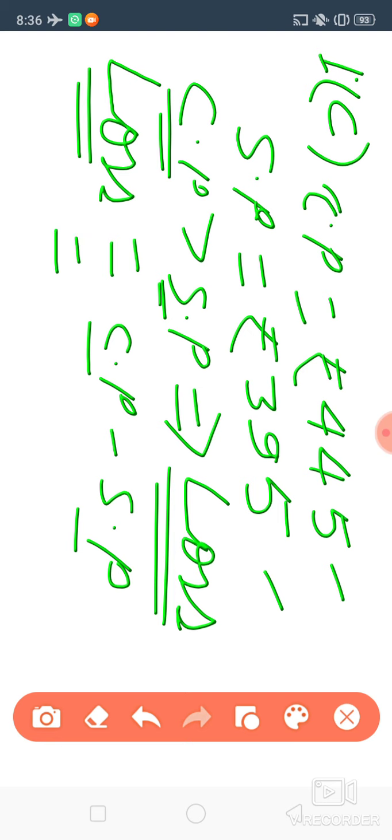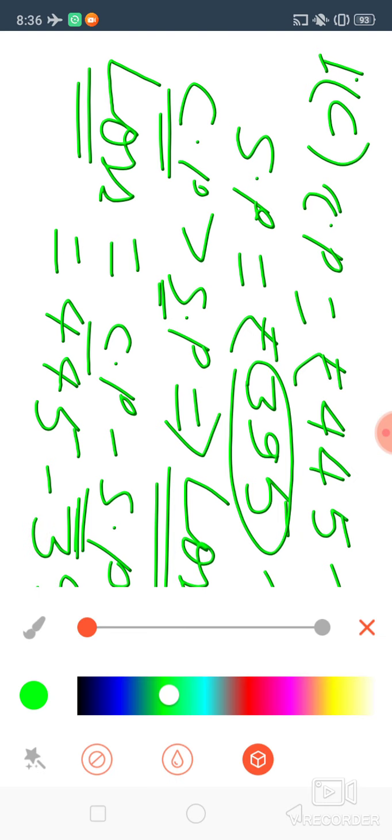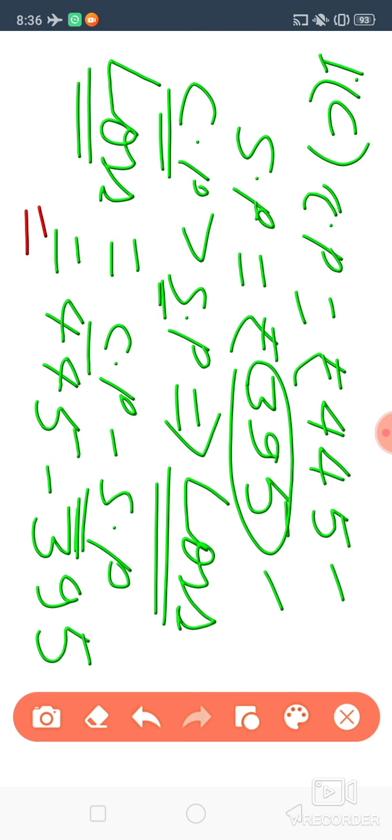CP is given how much? CP is given 445, minus SP. SP is given how much? SP is given 395. So we will write here 395. Now you can subtract this part. After subtracting, how much will you get? 5 minus 5 you will get 0, and 14 minus 9 you will get 5. Okay, so loss is how much? 50 rupees.